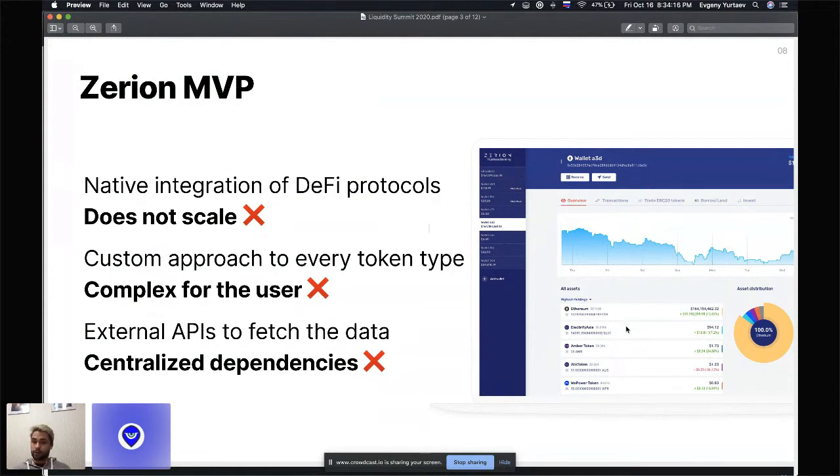And lastly, we were relying on a bunch of other centralized solutions and APIs to fetch the data. This is essentially creating a bunch of centralized dependencies, and centralized dependencies, as you know, are not always reliable. Stuff breaks. I think in our space, the only thing that doesn't break is Ethereum, and fetching the data directly from Ethereum would be much, much more preferred.